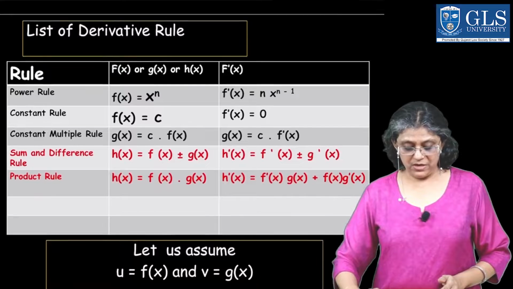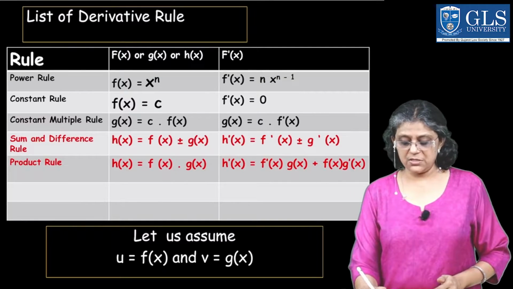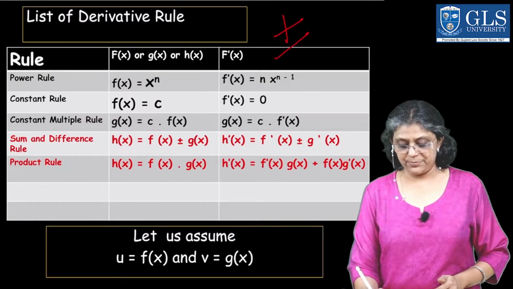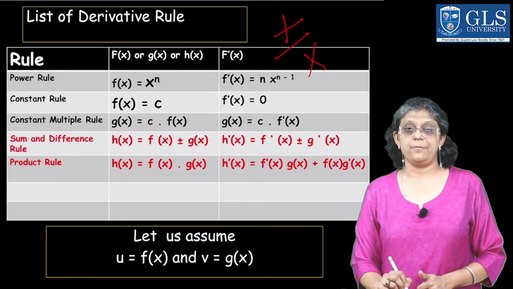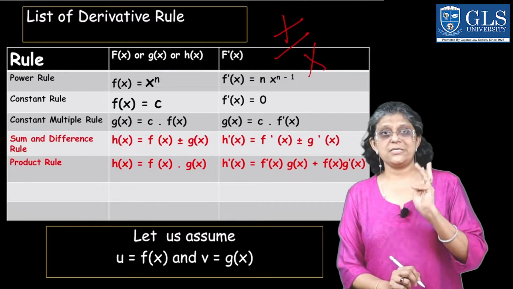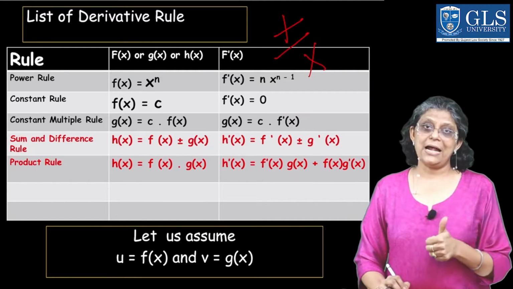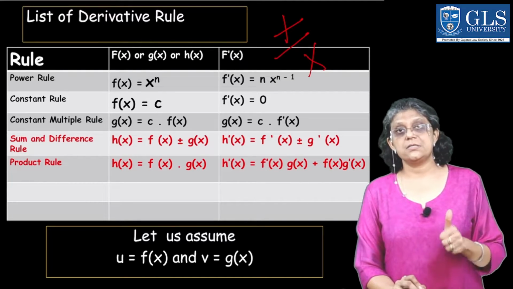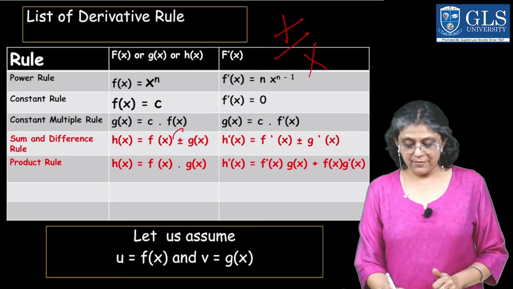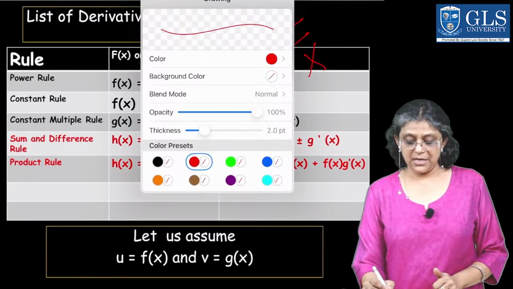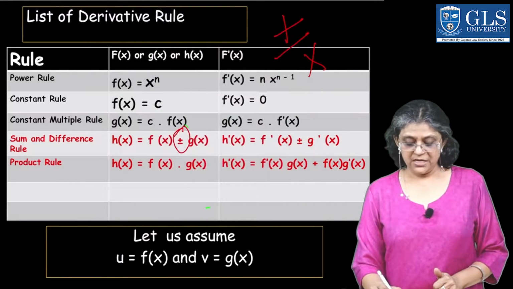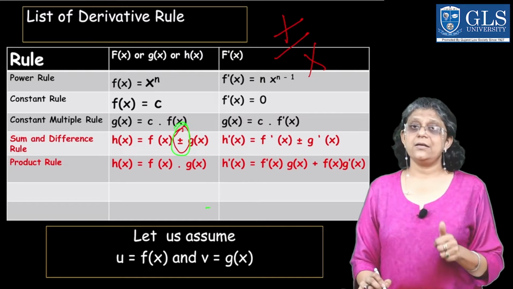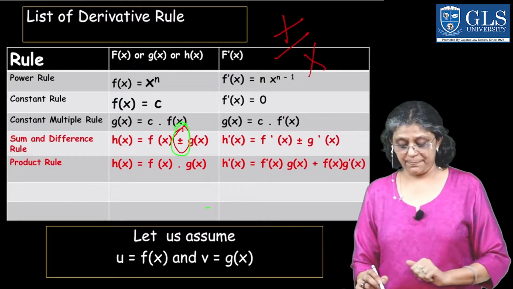Moving ahead, we have the next three rules because we always know addition, subtraction and multiplication. I think we have four operations: addition, subtraction, multiplication and division. Clear? So here we are covering, first, the sum and difference. I have used plus and minus signs. Plus and minus means what? Either the equation will have a plus sign or it will have a minus sign.